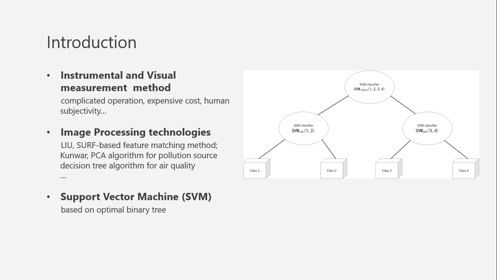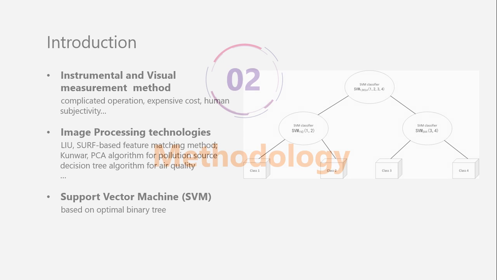At present, multi-classification SVMs are mainly constructed by the one-to-one method and the one-to-many method. The one-to-one method has inseparable regions in classification, and the one-to-many method has an unsatisfying performance. Therefore, we use a multi-classification SVM based on a binary tree, as the figure shows.